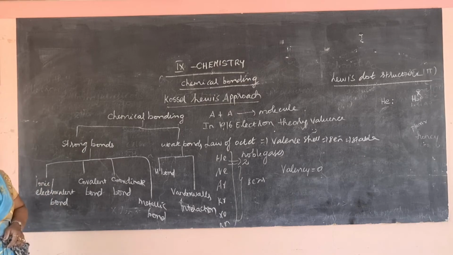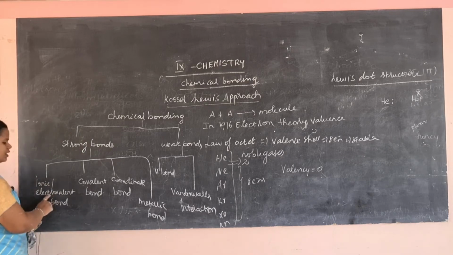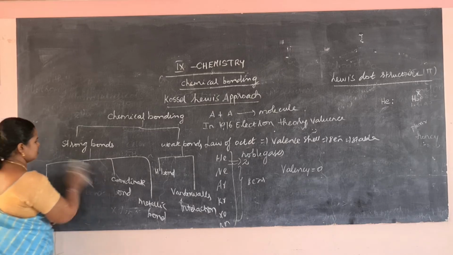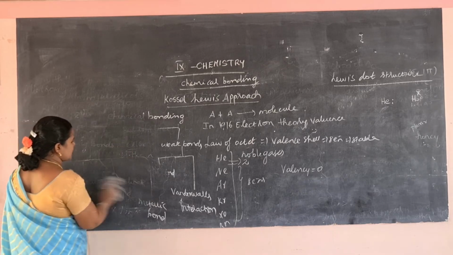Now we will see the first bond, the ionic or electrovalent bond, and the formation of the ionic or electrovalent bond.